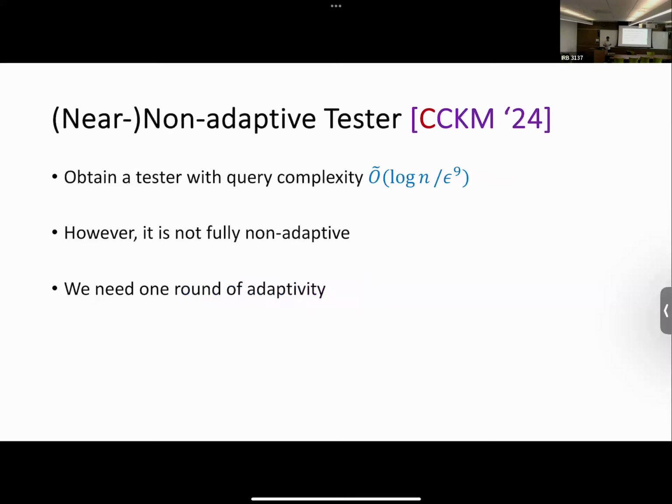Very recently, what we showed is that we can close the gap if we allow just one round of adaptivity. You first specify some query set, see the samples, and then specify another set. This is just one round of adaptivity. Then you can solve it using order log n. But in general, if we don't allow this extra round, then it is still open.